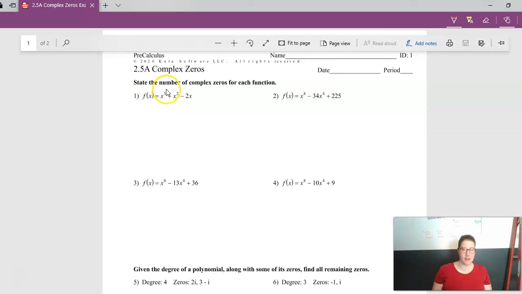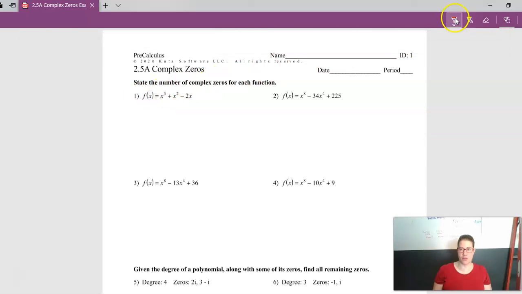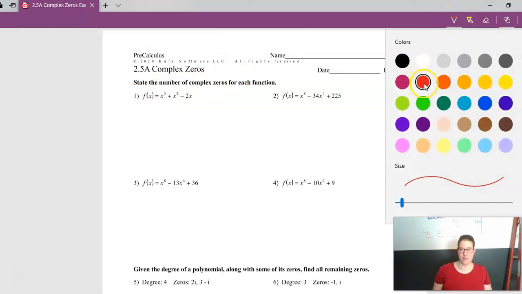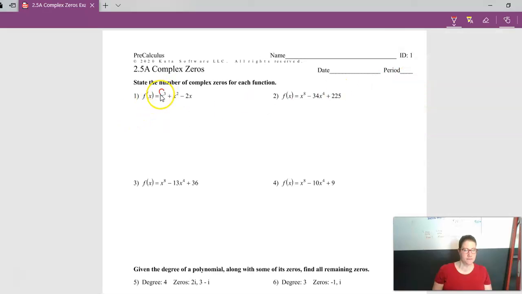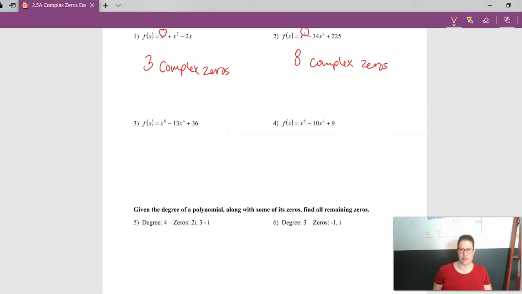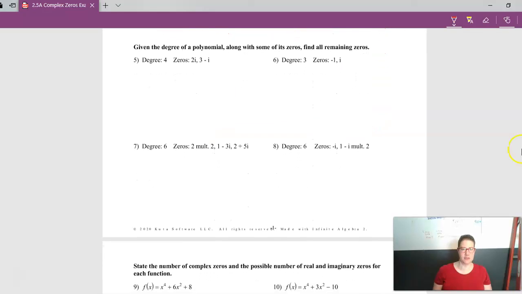So on number 1, because the highest exponent is a 3, this one has 3 complex zeros, or 3 solutions is another word for it. On number 2, the highest one is 8, so that one would have 8 complex zeros. So if it's just asking the number of complex zeros, you're just looking for that highest exponent, or the degree of the function, and that's going to tell you. So let's skip to the second part.